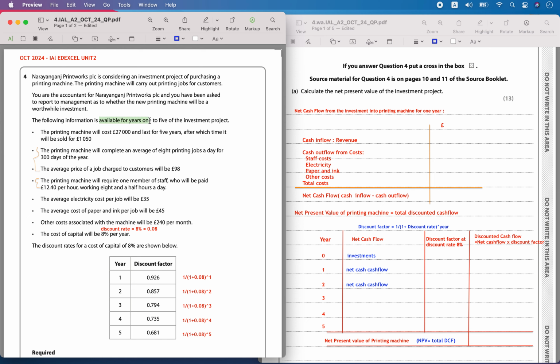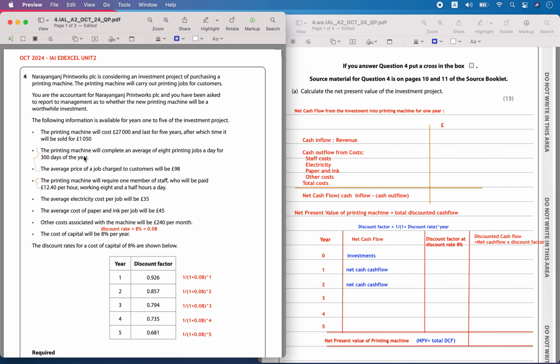The following information is available for years 1 to 5 for the investment project. Okay, so they have given different investment costs here. The printing machine is going to cost 27,000. It is going to last for 5 years, after which time it will be sold for 1,050. Then it has other costs.